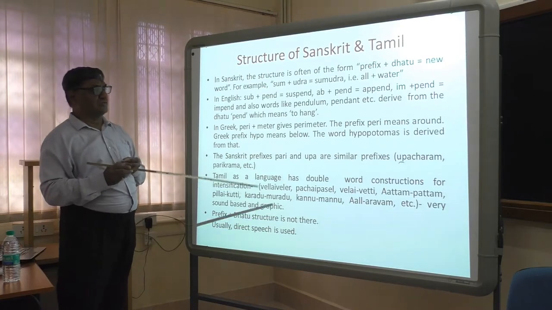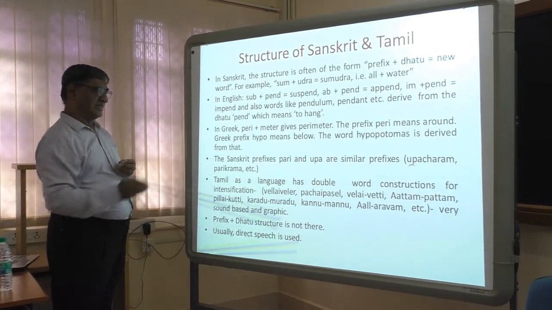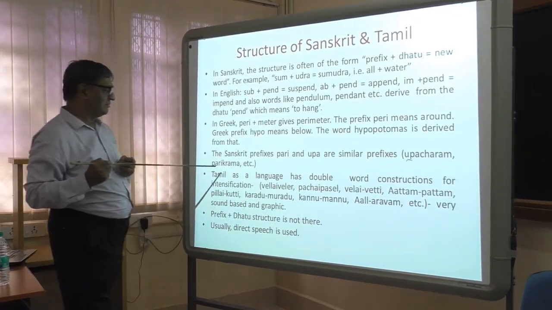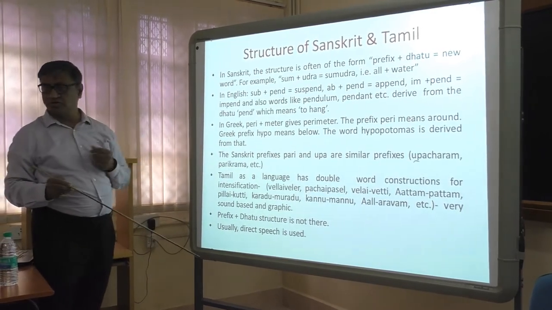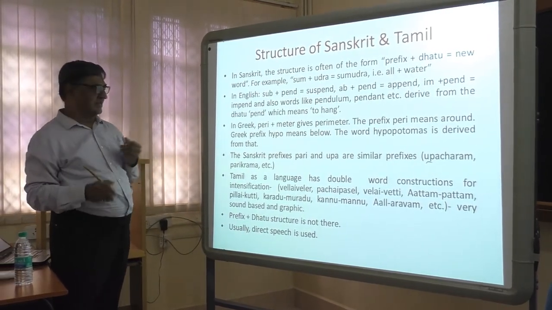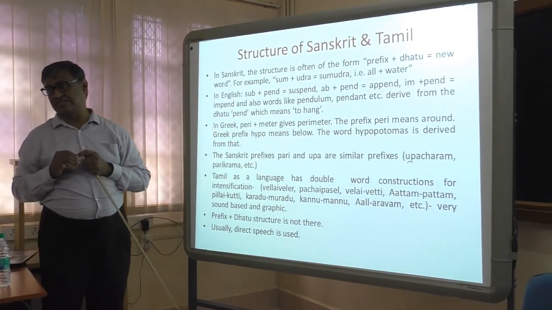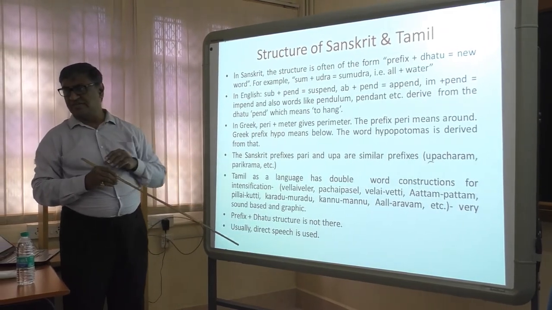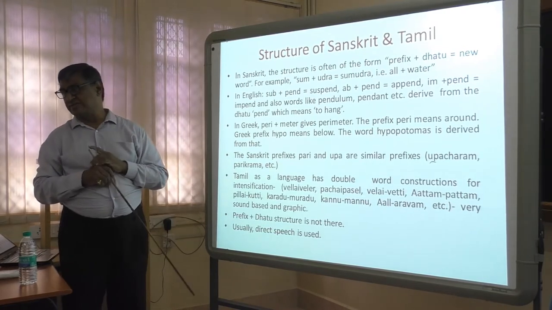And they have a structure of a dhatu and a prefix. So, parikrama, upa, they have prefixes, and then there is a dhatu. Krama is basically to do, that is the dhatu. Parikrama means go around. In temples, we go around, it's called parikrama. Whereas Tamil, on the other hand, doesn't have that kind of structure. This dhatu-prefix kind of thing is not there. So, in that sense, it's a different group of languages.